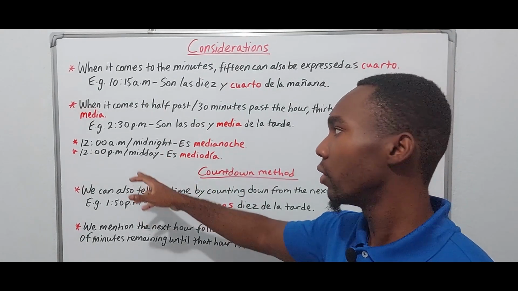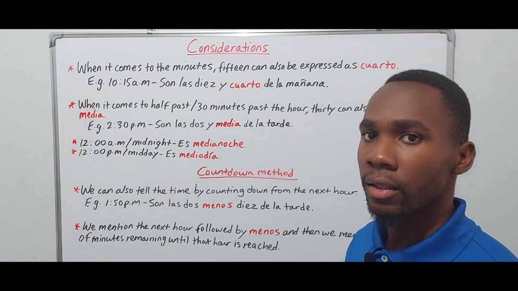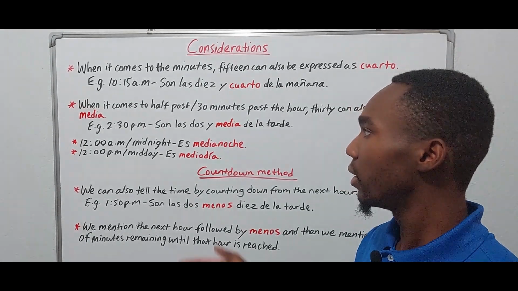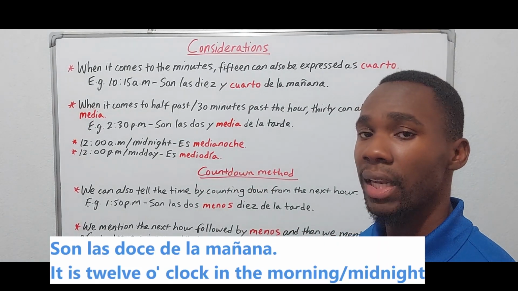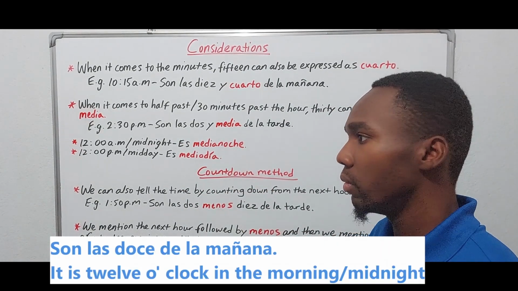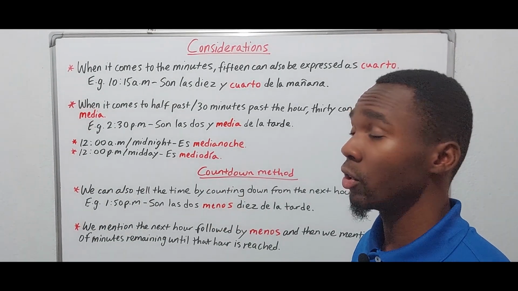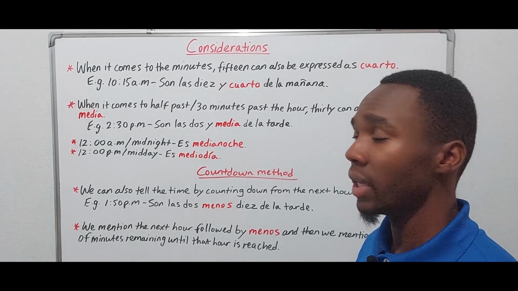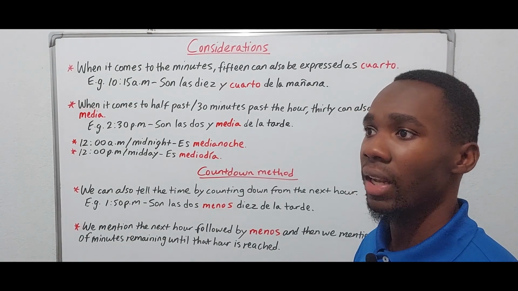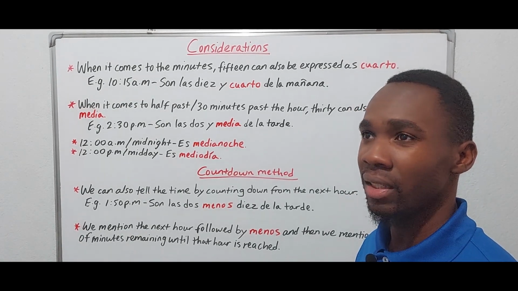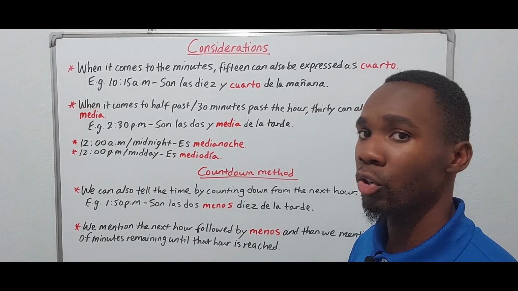More considerations. So 12 o'clock a.m., which is midnight. I could also say son las 12 de la mañana. But to make it simple, I could just say es medianoche. It is midnight. So midnight is medianoche, right? But saying son las 12 de la mañana wouldn't be technically wrong. But it would be more common to say es medianoche.